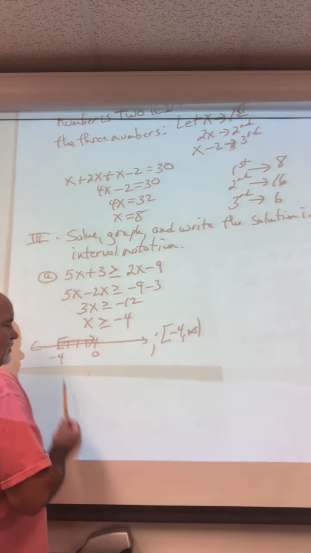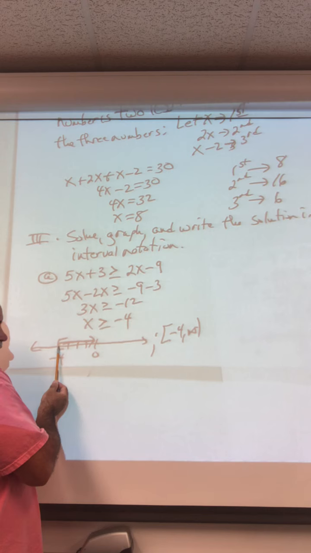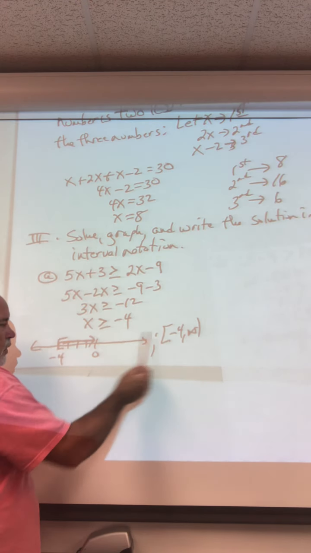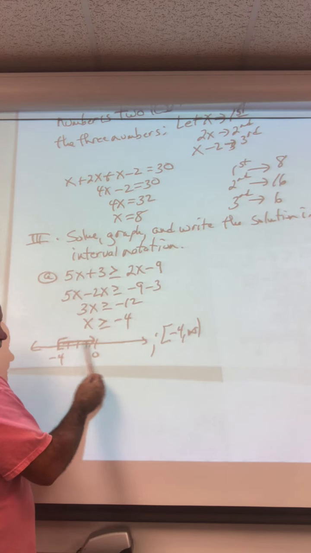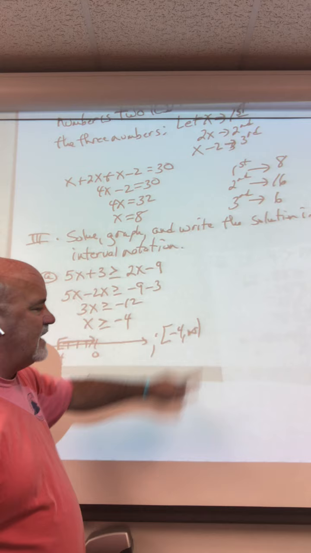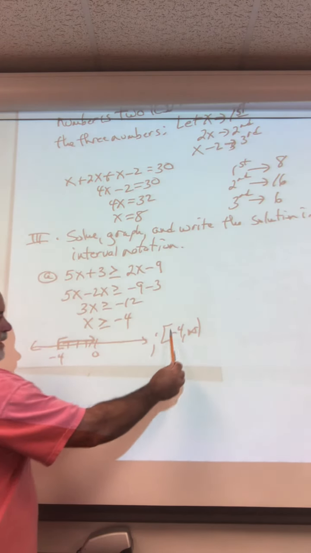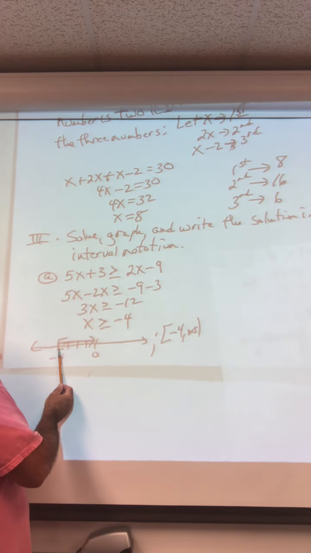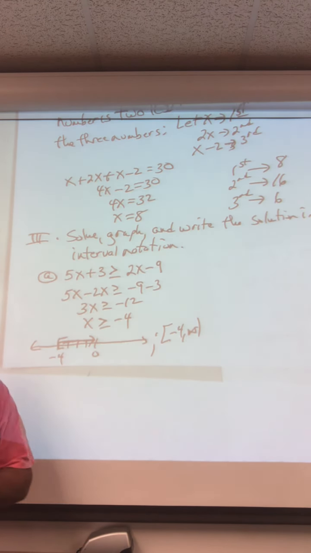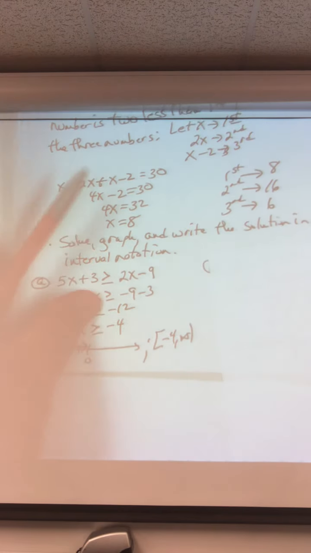Now the interval notation. The interval notation describes your graph from left to right. This graph started, the far left was negative 4. There is no far right because it goes on forever. Since it's going to the right, that's positive infinity. We'll put a bracket on the negative 4 because there's a bracket here. We never put a bracket with the infinity. Infinity always has the parentheses. Okay?